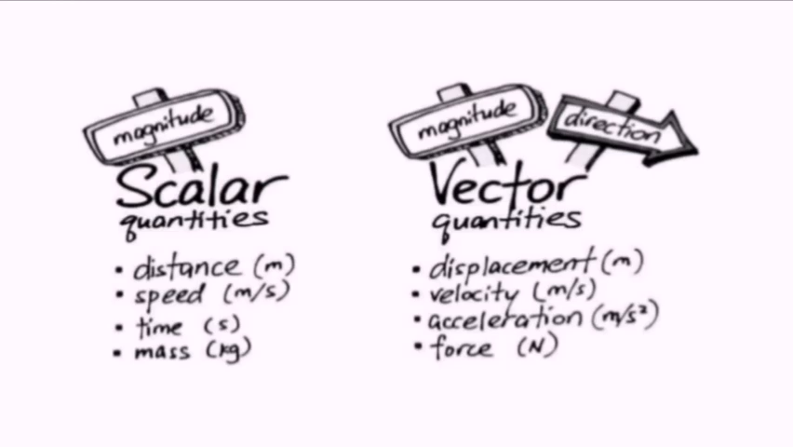Now example of scalar quantities. Distance is the example of scalar quantity, speed, time, mass. But the example of vector quantities is displacement, velocity, acceleration, force, momentum, etc.